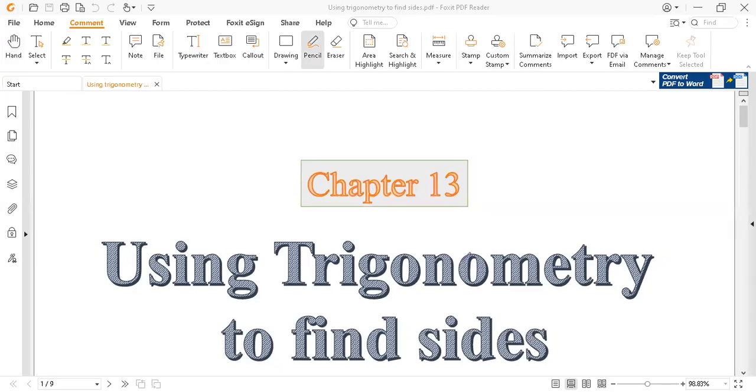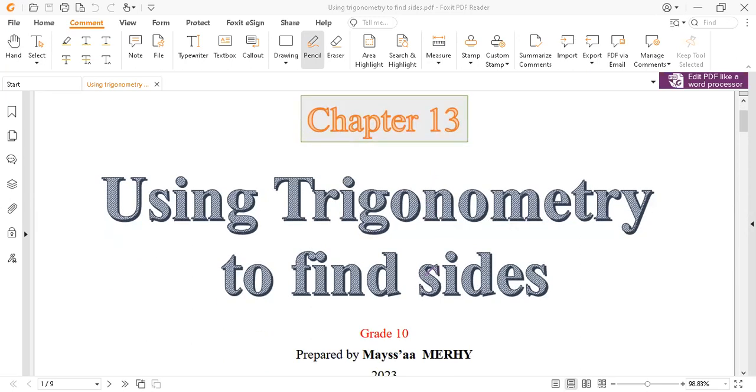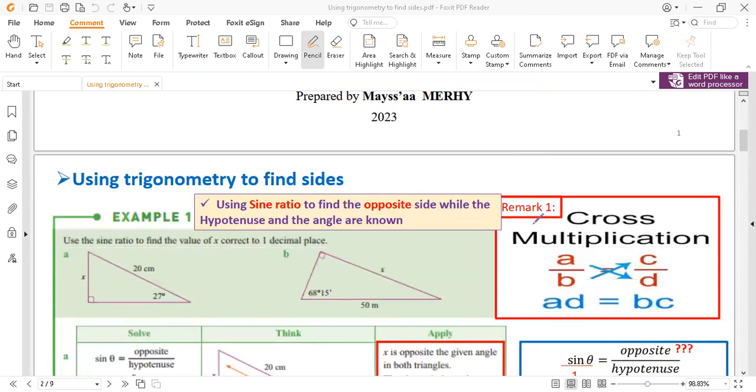Hi everyone. Today we are going to explain how to use trigonometry and trigonometric ratios to find some missing sides. So don't forget that to use trigonometric ratios, we need a right-angled triangle. All our work is in a right-angled triangle, a triangle with a right angle.